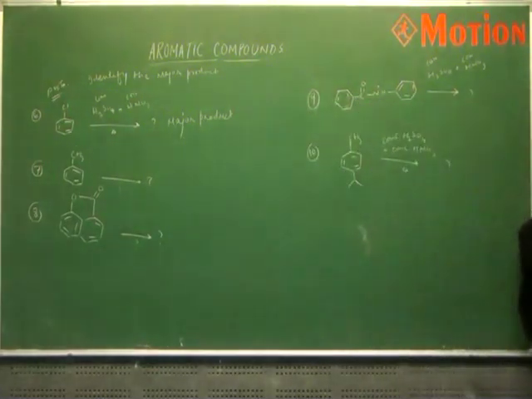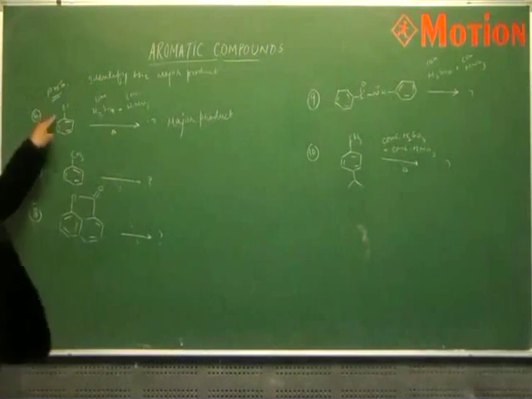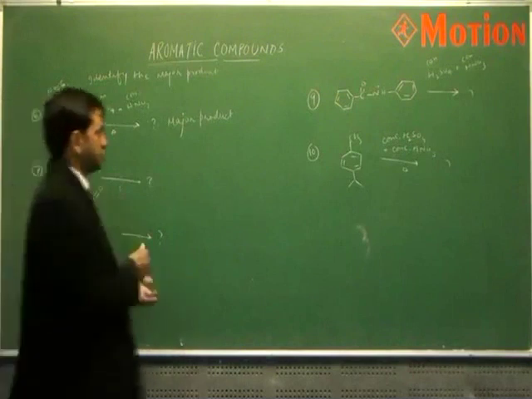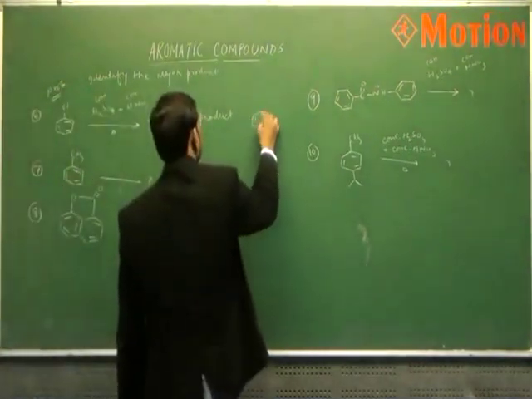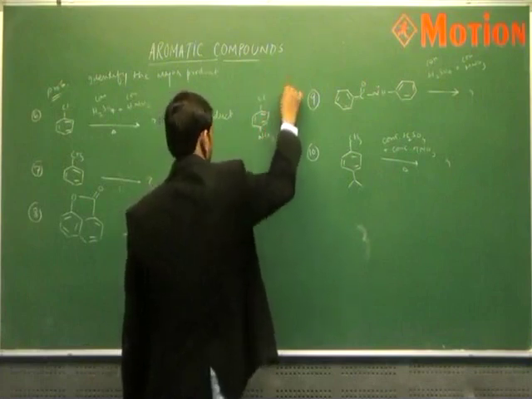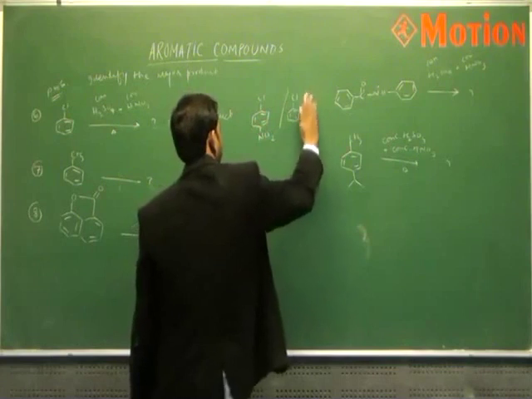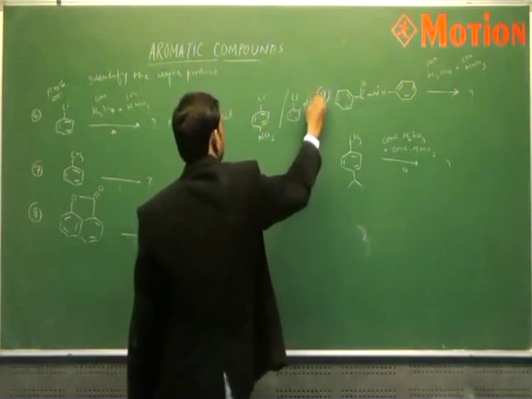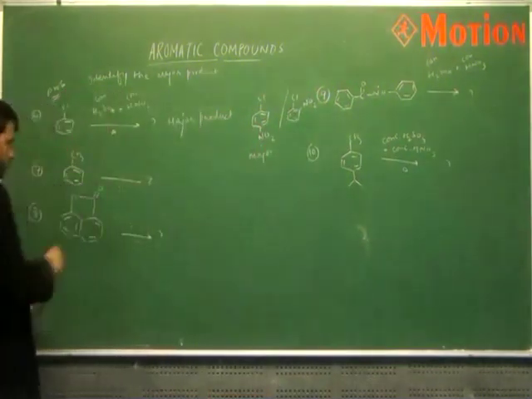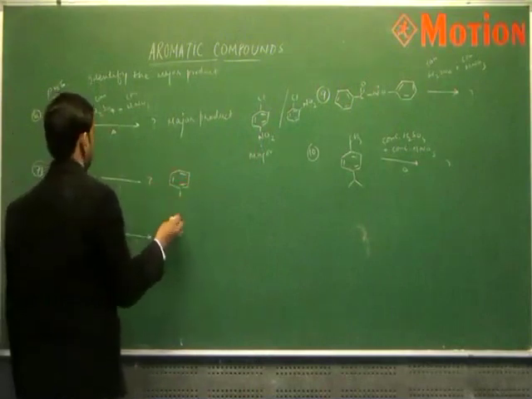See the product. In case of first, it is ortho-para directing, but ortho position is sterically crowded. That is why the major product is para nitro, and also we obtain ortho. This is the major. CH3 is also ortho-para directing. Ortho position is sterically crowded. Para will be the major product.